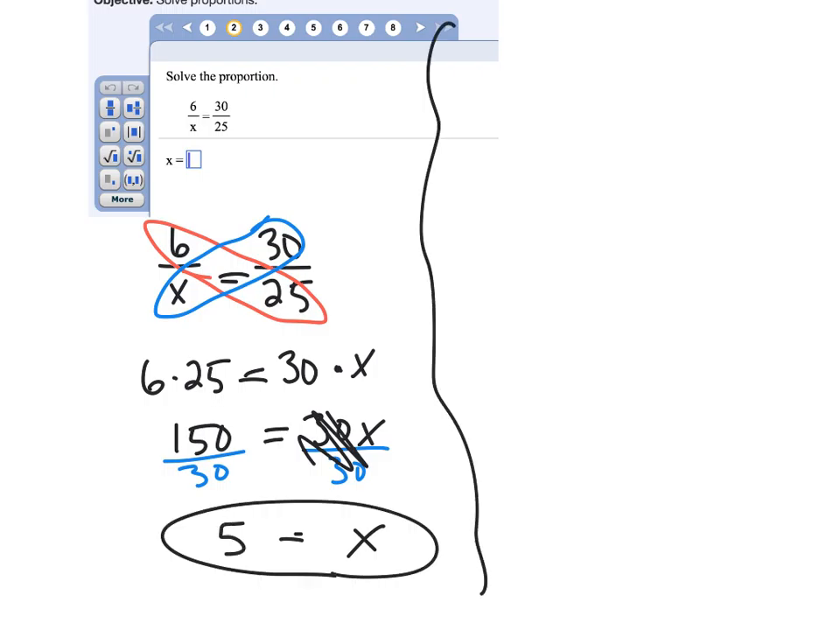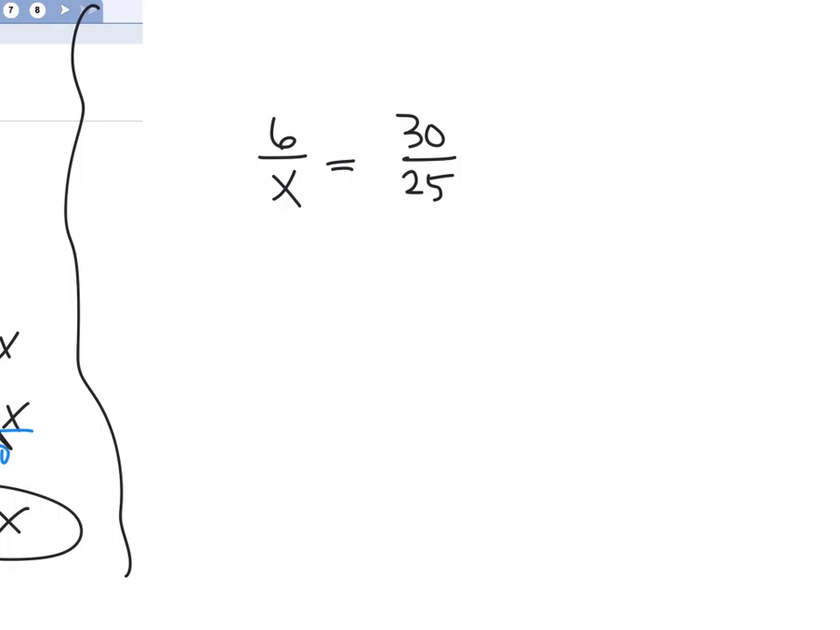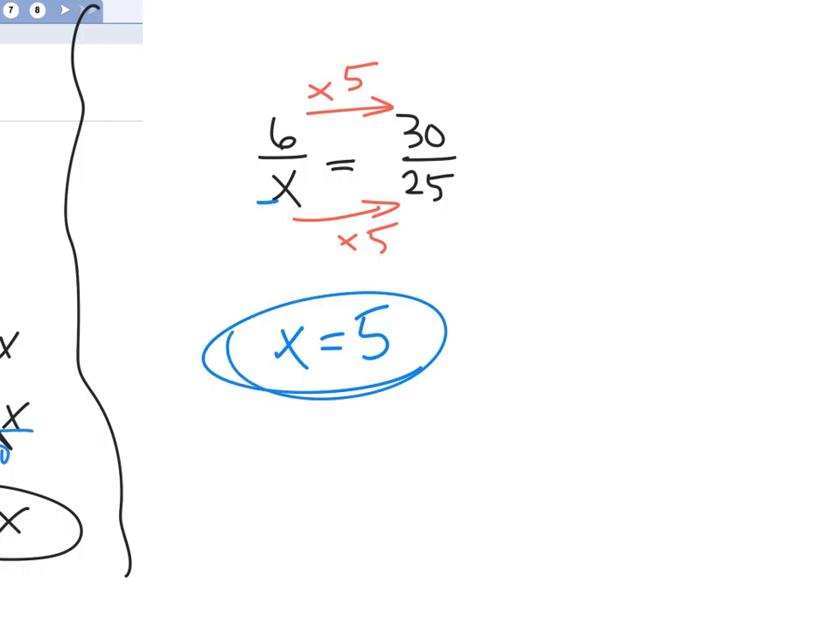Now, the other way we could have solved this problem is 6 over x is equal to 30 over 25. And what we could have done is said, well, what's the horizontal relationship? Well, I see that 6 times 5 is 30. So that means something times 5 is equal to 25. These numbers are always going to match, right? So if this is times 4, then this is times 4. Since this is times 5, this is times 5. So something times 5 has to equal 25. So that tells you that x must be 5, because 5 times 5 gives you 25.